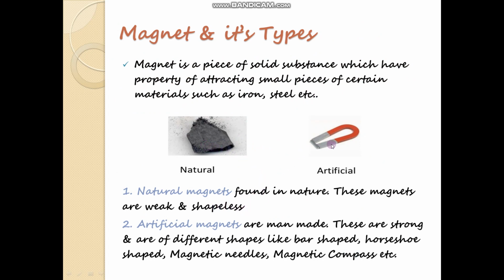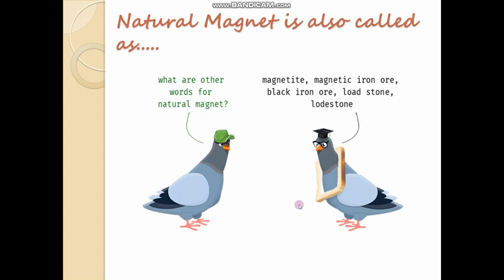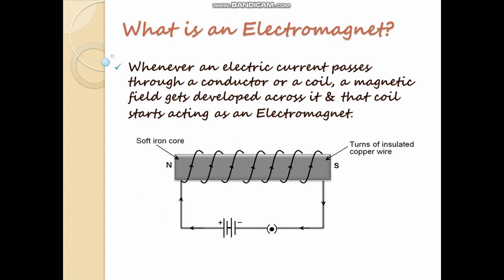The other one is the artificial magnet which is man-made, and these magnets are very strong and have different shapes also, like the bar shape, horseshoe shape, magnetic needle, magnetic compass, etc. Now, the natural magnet is also called the magnetite, magnetic iron ore, black iron ore, lodestone, etc.